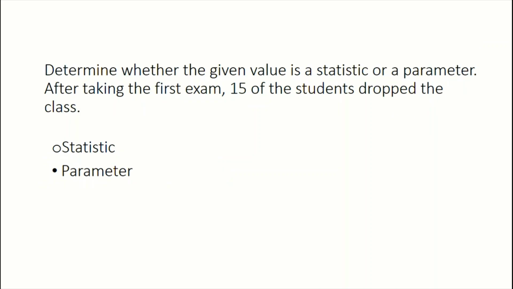Determine whether the given value is a statistic or a parameter. After taking the first exam, 15 of the students dropped the class. Is the value 15 a statistic or a parameter? The correct answer is that it is a parameter, since 15 is a characteristic of the entire population of the class.